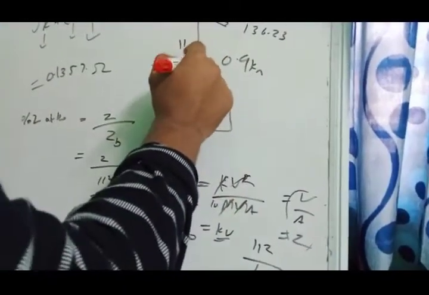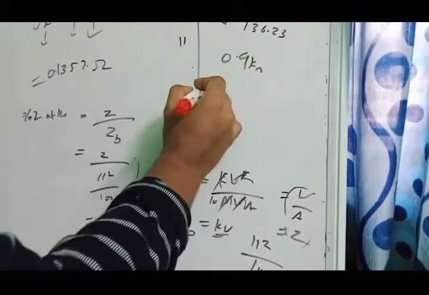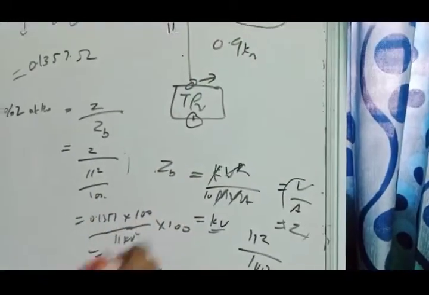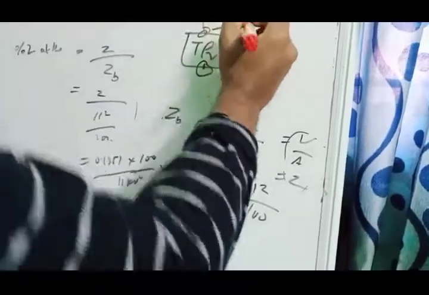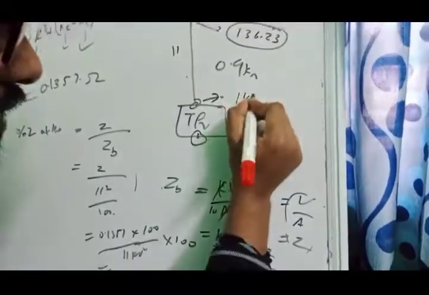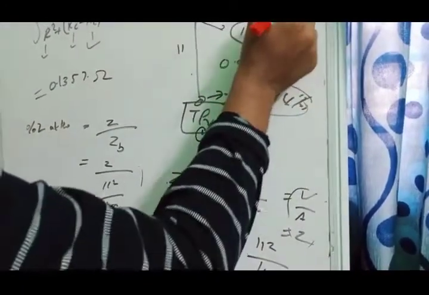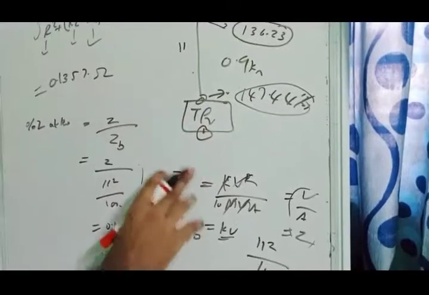It will be added to this source impedance to get the impedance at this point. So 136.23 plus 11.214 gives 147.44. Now we can reconvert this value into the initial MVA by doing the calculations in reverse.